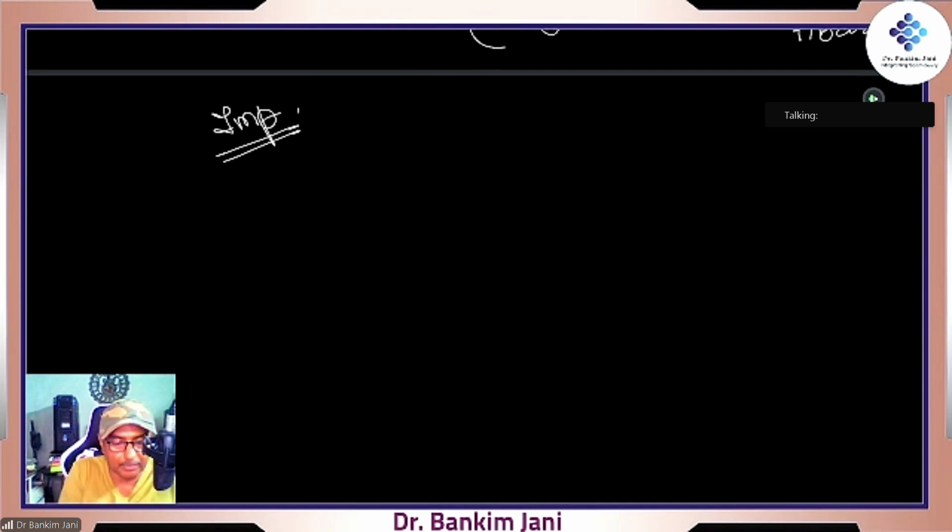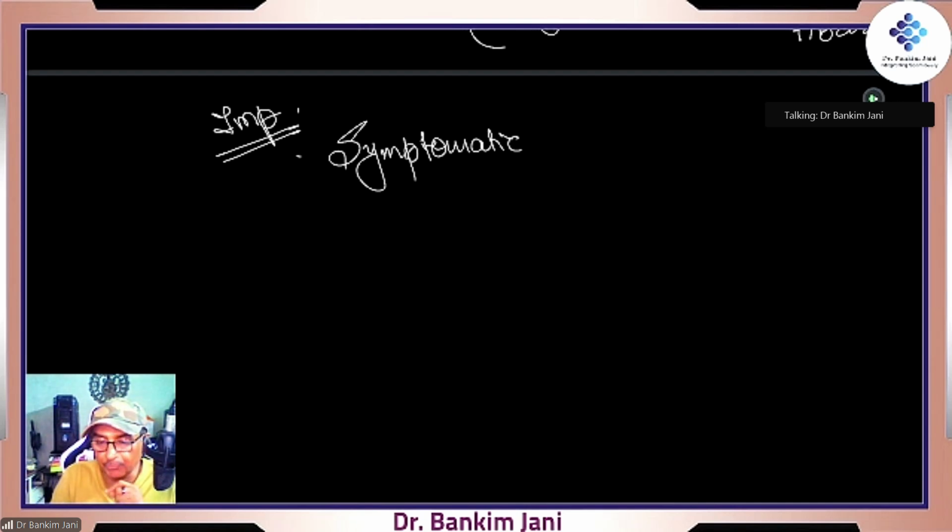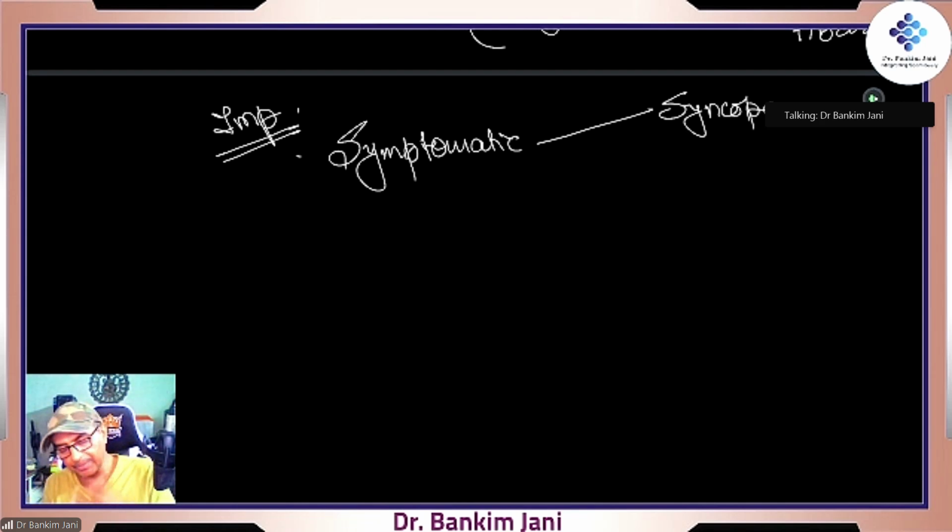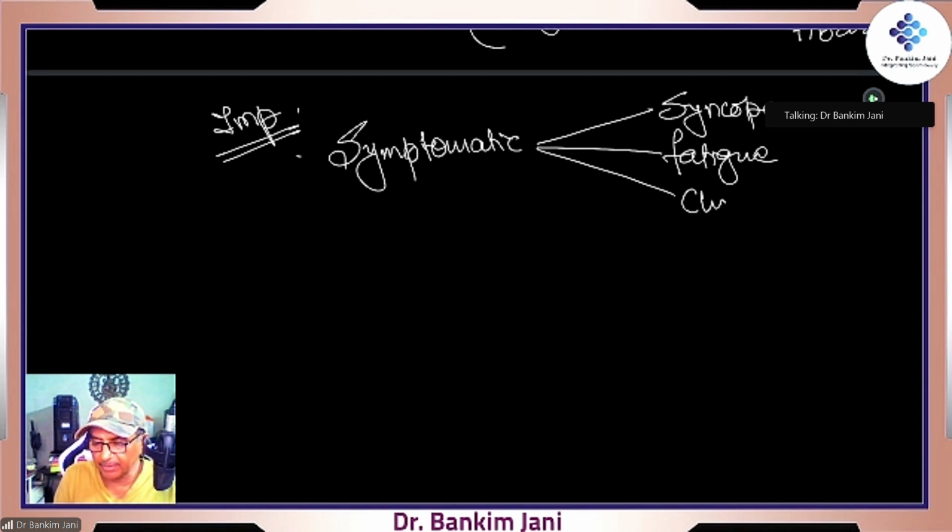Importance. This would be symptomatic. Very rarely it would go asymptomatic. And what type of symptoms can it have? Syncope. Syncope is when the patient suddenly becomes unconscious. You'll find that the patient is very tired, fatigued. He might be having chest pain. Death can also occur.